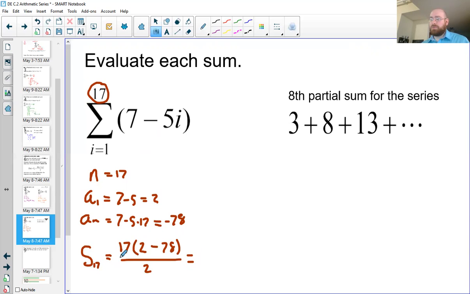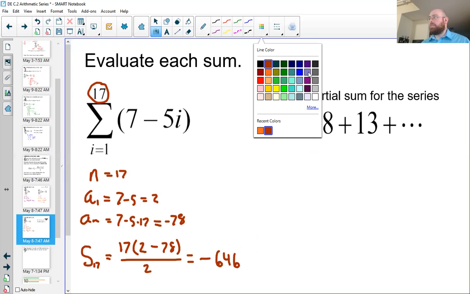Notice that the subscript always matches that first number in the numerator. So once more, putting this into my calculator, I have 17, then in parentheses, 2 minus 78, all divided by 2. And this gives us the sum of negative 646. So this is a powerful tool because it even helps us when we get negative answers as our sums.